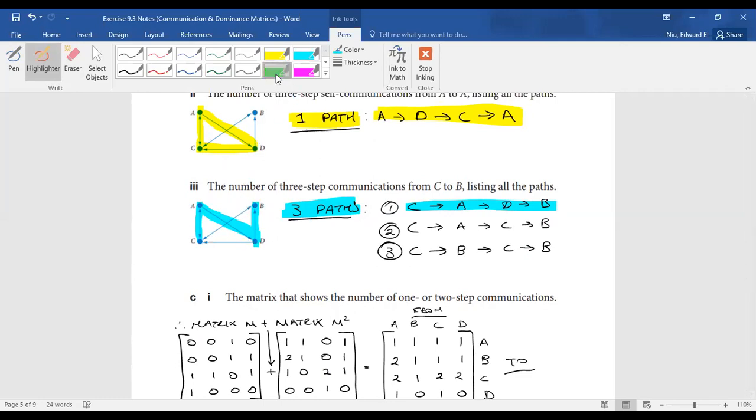The other way you can get to B in 3 steps from C is C to A to C, and then to B. So you can go C to A, back to C, and then to B. And people looking at this diagram might go, well, that's only 2 steps, but you've actually gone up to A and then back to C. So that's 1, that's 2, and that's 3. The last one here, you've got C to B, B to C, and then C to B.